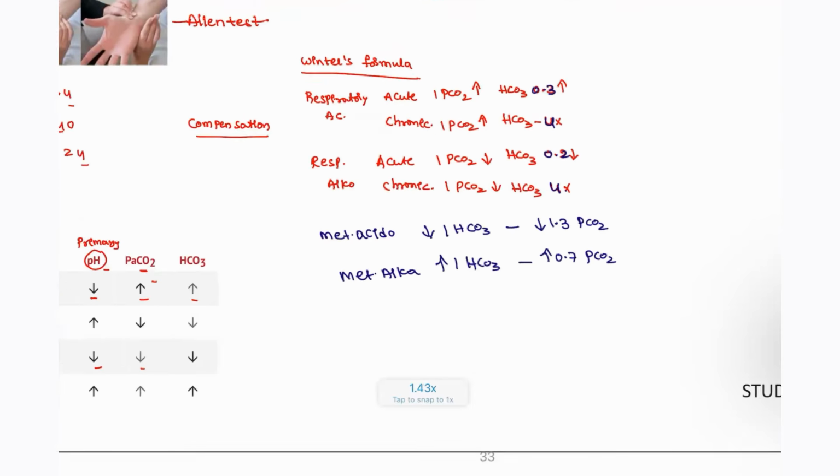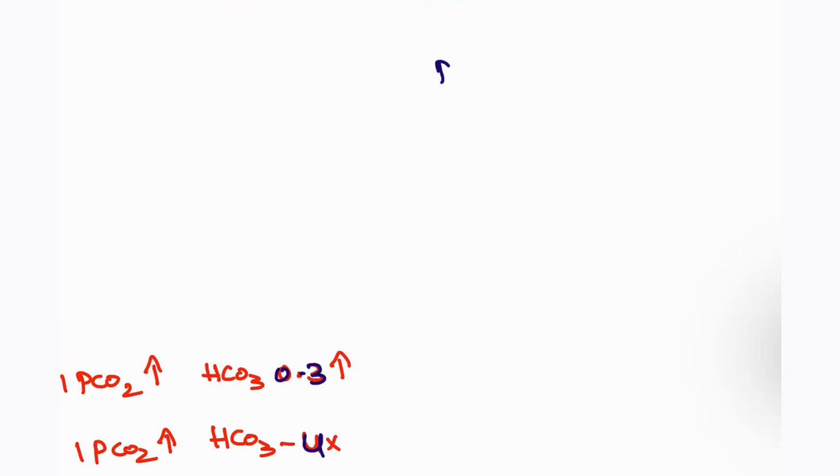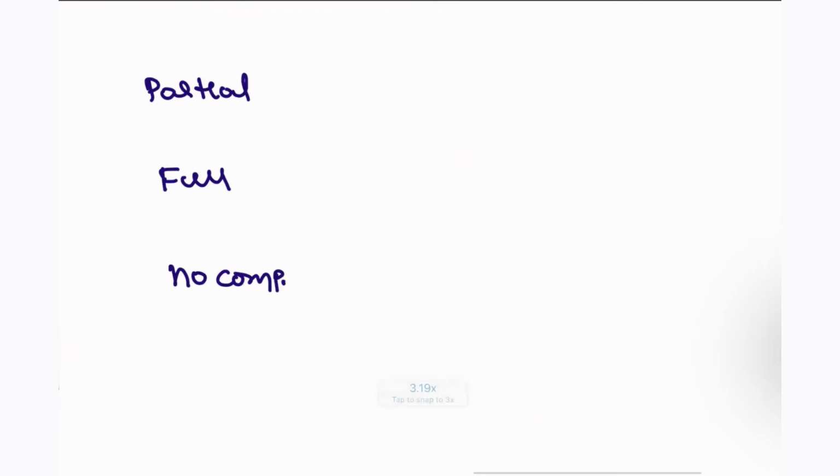Okay, this is the Winter's formula. Don't be confused by the Winter's formula; divide this into partial compensation, full compensation, and no compensation. For example, in partial compensation, the compensation has already started.